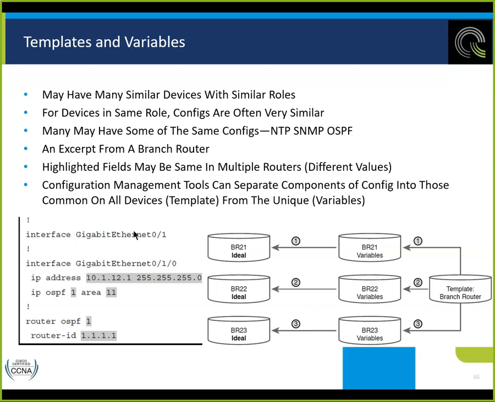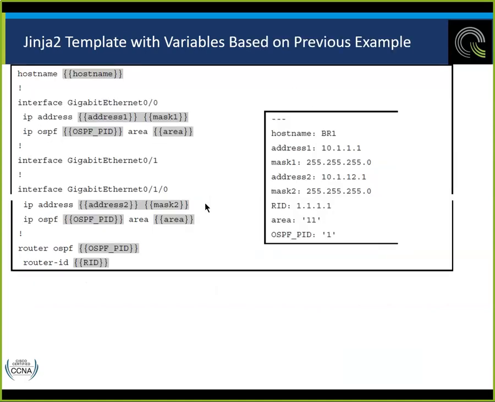Some have the same, an excerpt from a branch router. The highlighted fields may be the same in multiple routers, and then we have configuration management tools that can separate the components into the devices themselves. So might one of these things look like a template here?